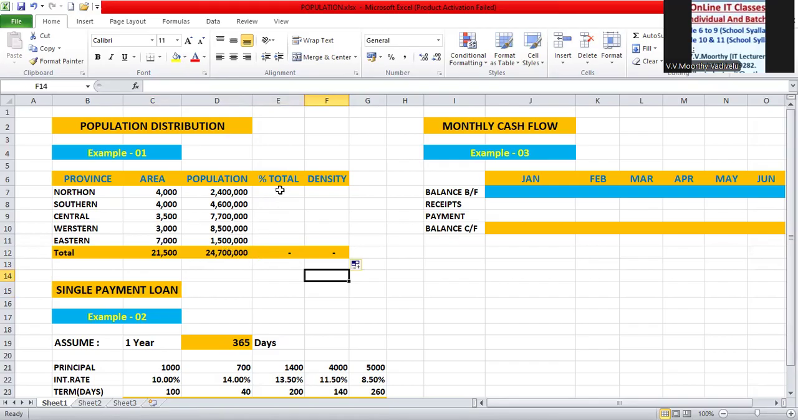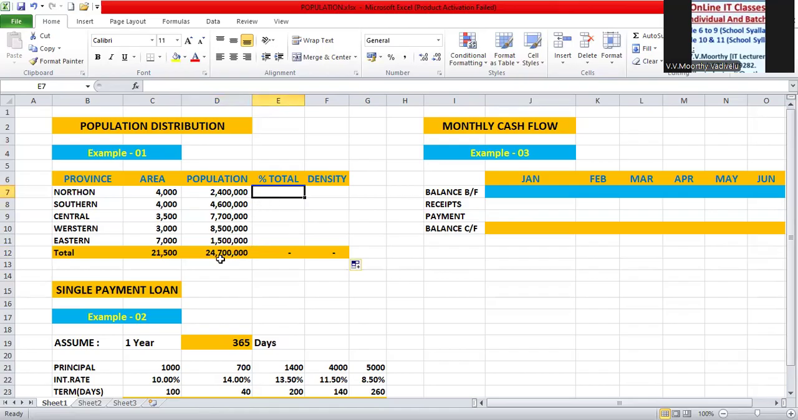Then percentage: population, the total of population divided by every province. So this one divided by this total. Then this one divided by this total. So you can use the copy command.